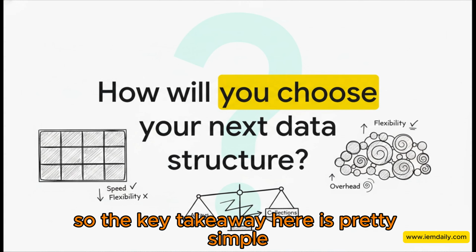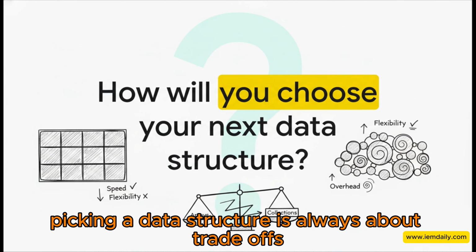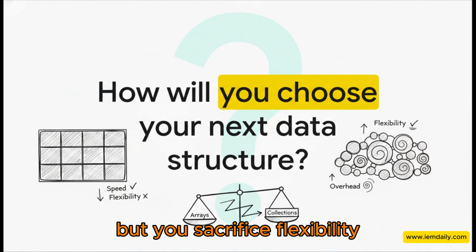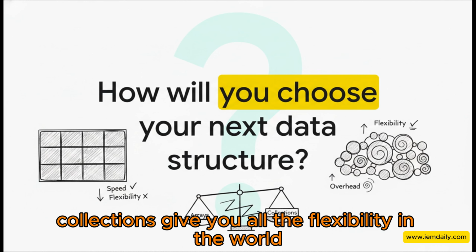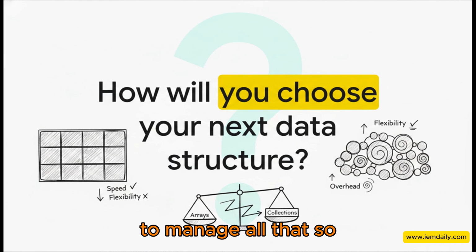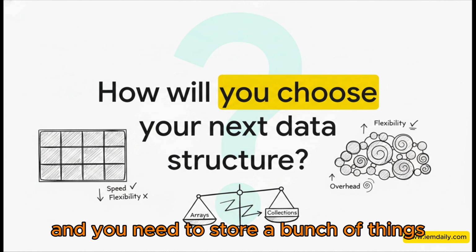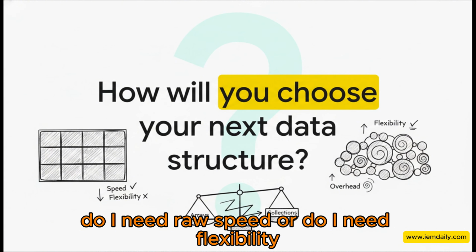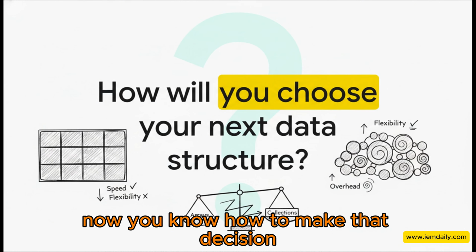So the key takeaway here is pretty simple. Picking a data structure is always about trade-offs. Arrays give you maximum speed, but you sacrifice flexibility. Collections give you all the flexibility in the world, but they come with a tiny bit of performance overhead to manage all that. So the next time you're coding and you need to store a bunch of things, you'll face this choice. Do I need raw speed, or do I need flexibility? Now, you know how to make that decision.